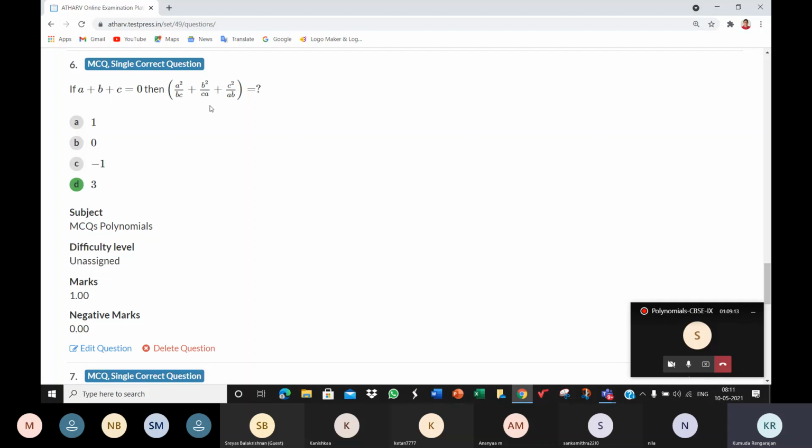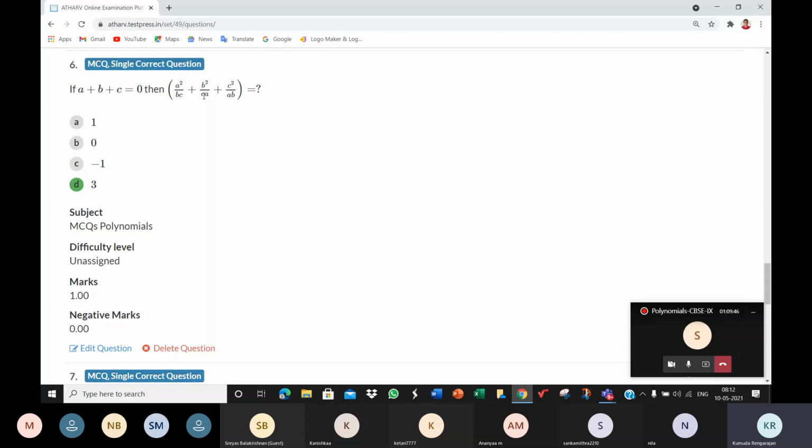What is the LCM, children? What's the LCM of BC, CA and AB? ABC, perfect. Now what will you get in the numerator, with the common denominator? In the first term, we have BC in the denominator. So there is no A there, and we need to multiply the numerator with A. What is A squared into A? A cubed, plus.